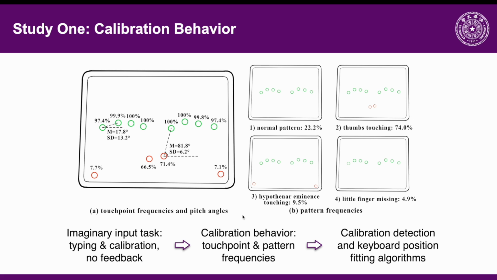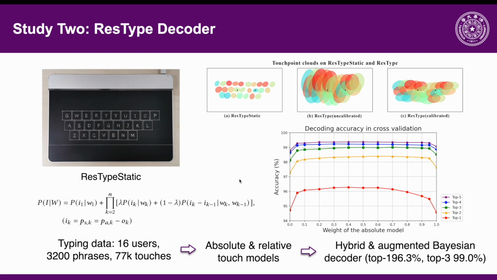We thoroughly summarized the statistical frequencies of each touch point in calibration, and also the geometric relationships between the touch points of the calibration patterns, which are shown in this figure. And then we designed a threshold-based algorithm to recognize calibration and to feed the keyboard positions to hands. The algorithms were explained in detail in our paper. We then need to decode users' input with calibration.